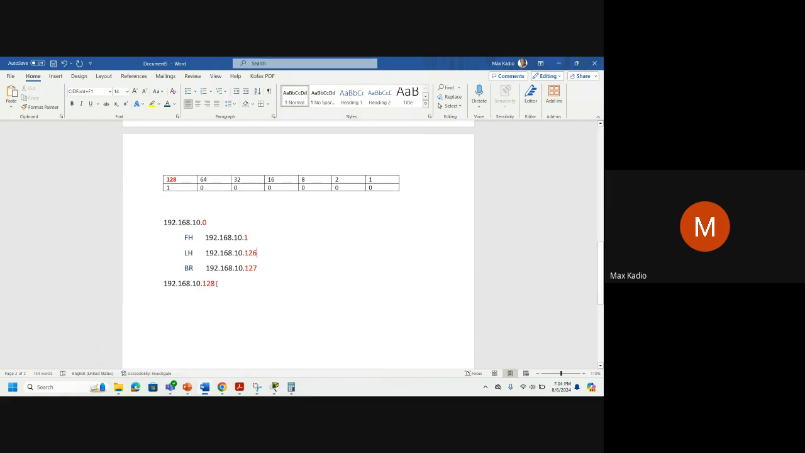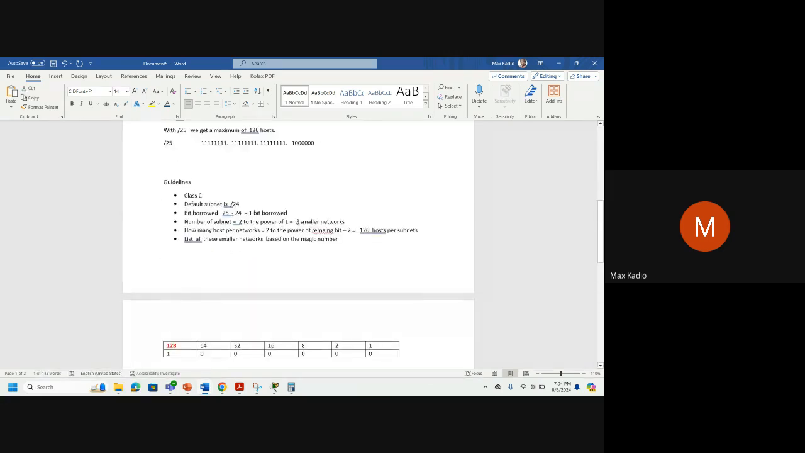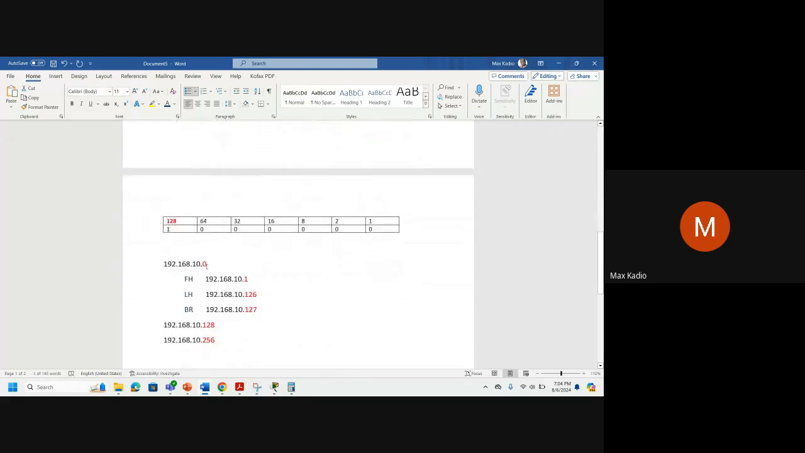So now if they want you to do this one, you do this one plus 128. So 128 plus 128 is 256. But this one doesn't exist. You must remove it because we say we have only two smaller networks. So it's only 10.0 and this one. So you just put this one to help you to find first host, last host. You put it here.